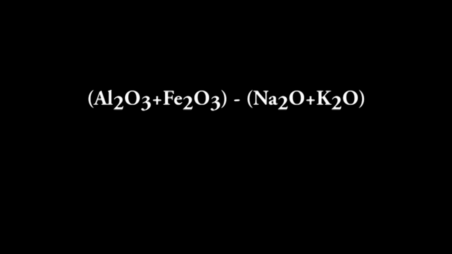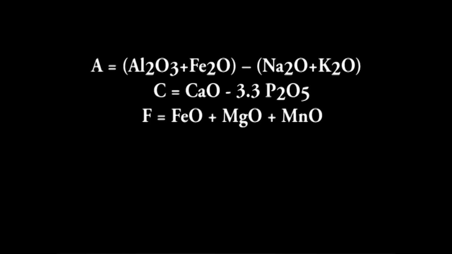Third, A plus C plus F can now be written as: A equal to Al2O3 plus Fe2O3 minus (Na2O plus K2O), C equal to CaO minus 3.3 times P2O5, F equal to FeO plus MgO plus MnO. For the purpose of graphic presentation, these values are recalculated so that A plus C plus F equal 100, that is, they are expressed as molecular percentages.